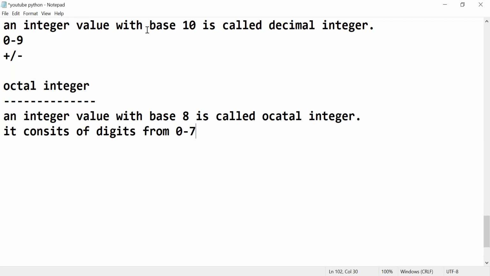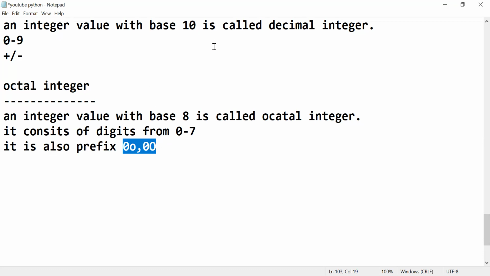See, guys, in a decimal integer we have base 10 and the digits represent 0 to 9. Here we have the octal integer, the value with base 8, and the digits consist of 0 to 7, guys. It is also prefixed with 0 small o or 0 capital O, guys.